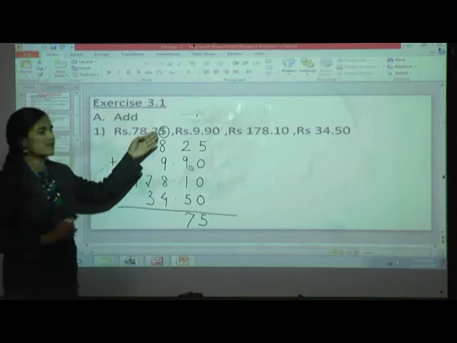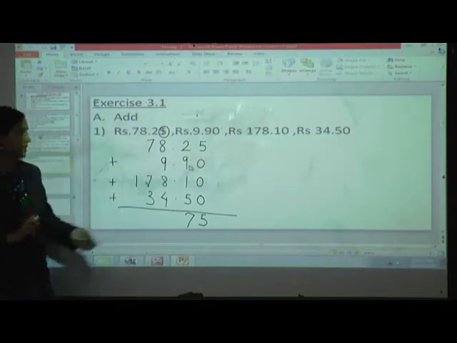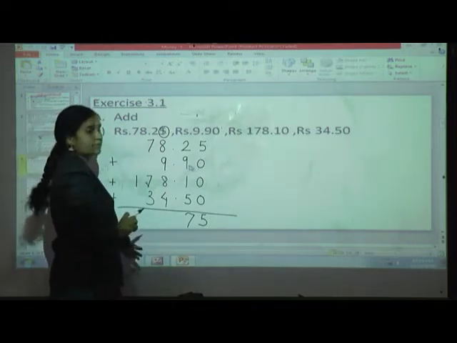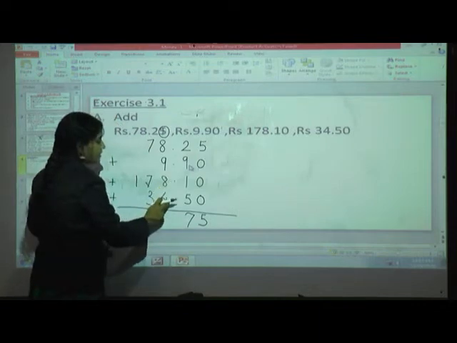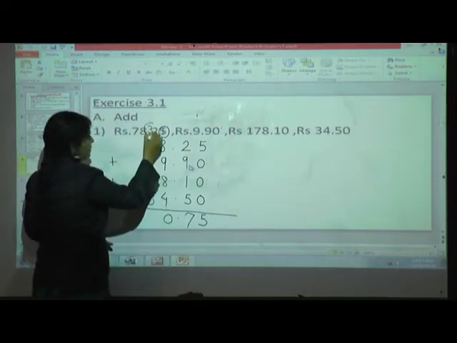Now 8 plus 1, 9. 9 plus 9, 18. Again 18 plus 8, 26. And 26 plus 4, 30. Very good. So carry here 3.